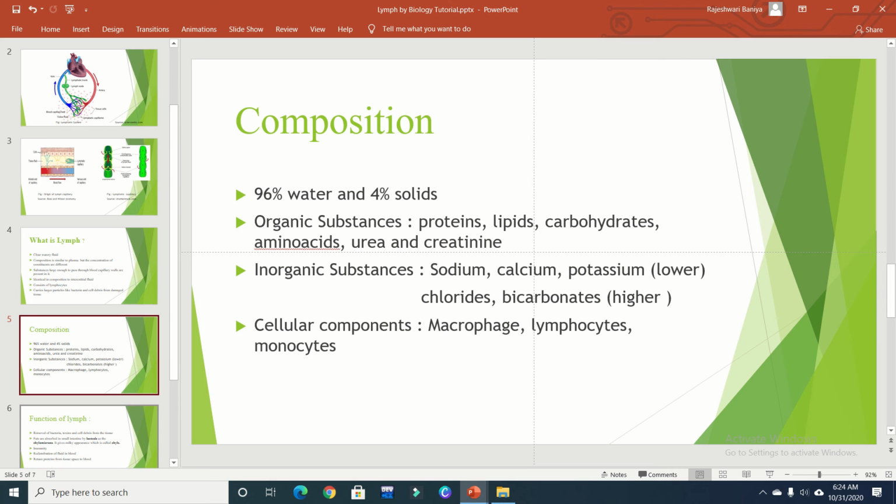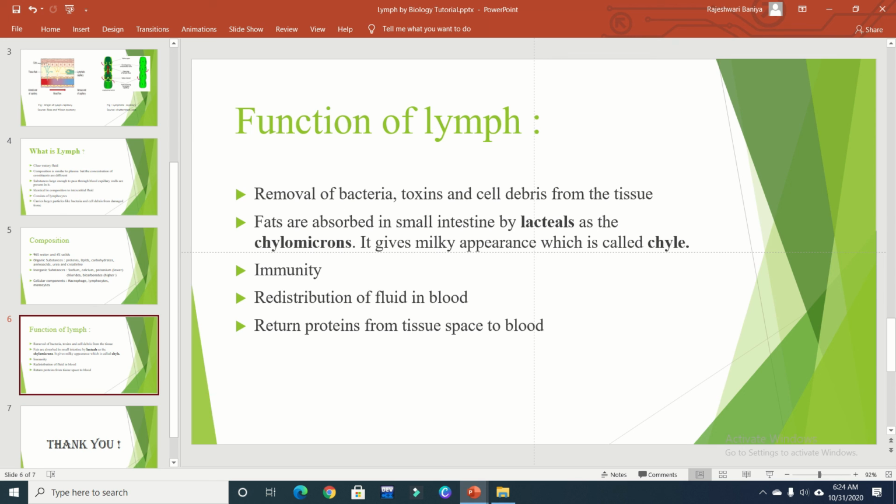Cellular components like macrophages are present. The role of macrophages is phagocytosis, for the defense mechanism, and lymphocytes are present. Lymphocytes like T lymphocytes, B lymphocytes, and monocytes are present. Okay, its functions. Removal of the bacteria, toxins, and cell debris from the tissue. Cell debris from the infected and damaged cells is removed by the lymph.